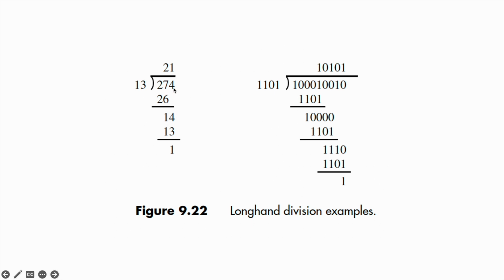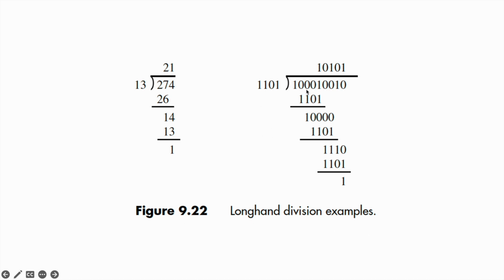Then the next value is copied down. 13 ones are 13, so if you subtract these two values, we get the remainder. The value we get here is called the quotient and the value we get here is called the remainder. The same can be used also for binary numbers. The 13 equivalent is 1101 and 274's binary equivalent is 100010010.